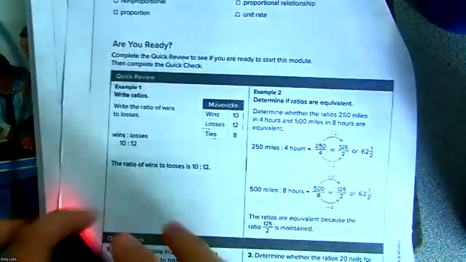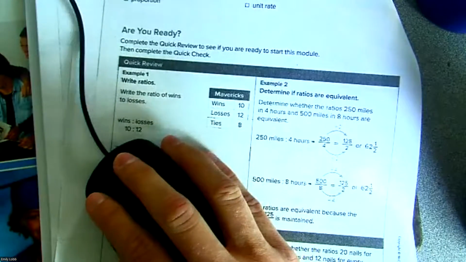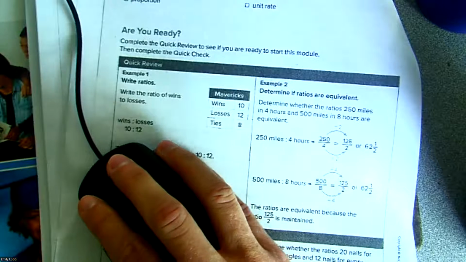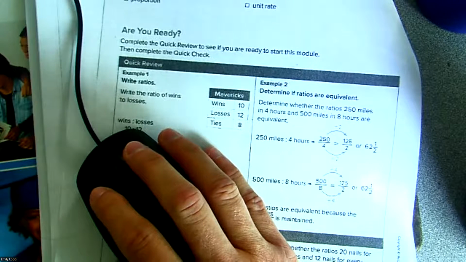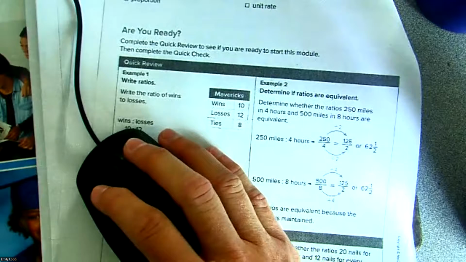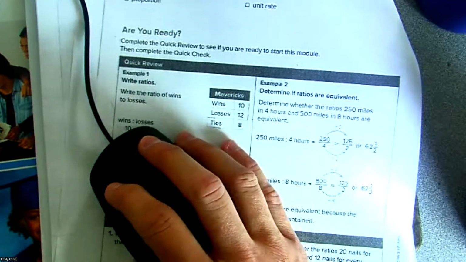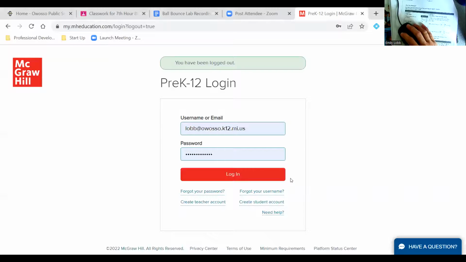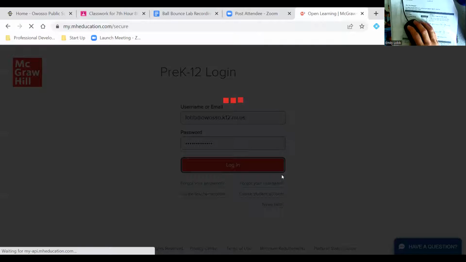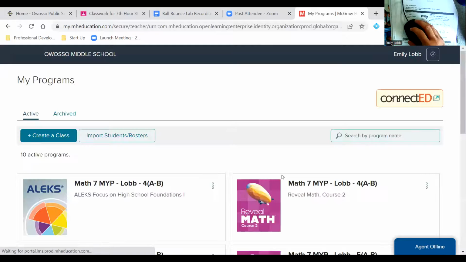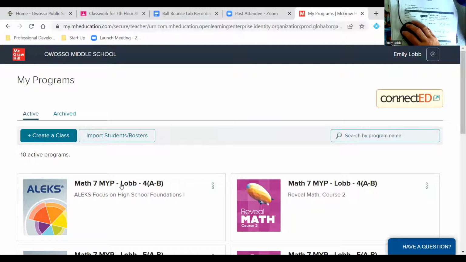Now I want to show you, if you're ever absent, where you can access our curriculum things here. So it's a little wonky. Let's try this. It did kick me out. All right. So when you log into Clever, remember, you see these 2 apps after you click on the red McGraw-Hill app. You have Math 7 NYP Log 4 AB titled for both.